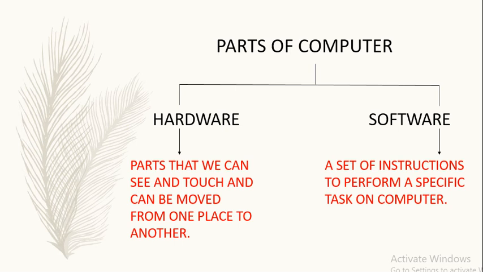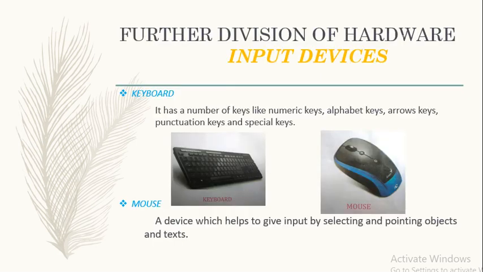Now, the hardware is further divided into three parts, and those parts are input devices, processor, and output devices. So, let us take some examples of input devices. The first one is keyboard. This is the picture of a keyboard. Keyboard has a number of keys like numeric keys, alphabetic keys, arrow keys, punctuation keys, special keys, etc. Keyboard is an input device because it is used for giving input to the computer. A keyboard contains many keys like number keys, alphabet keys, caps lock, enter, backspace, delete, etc.